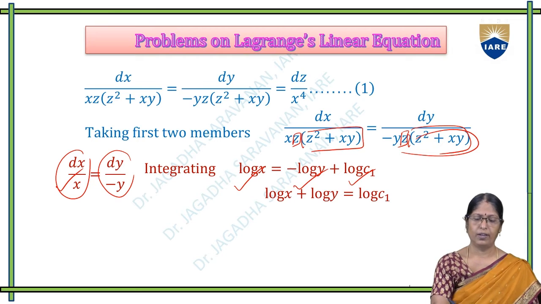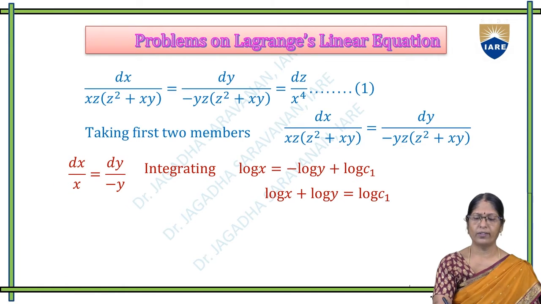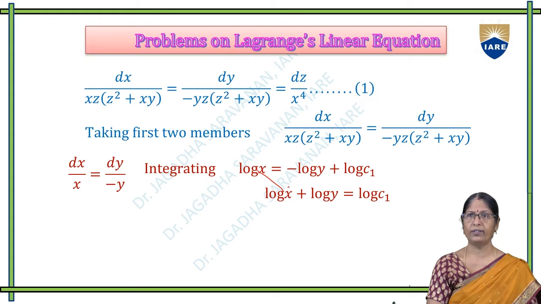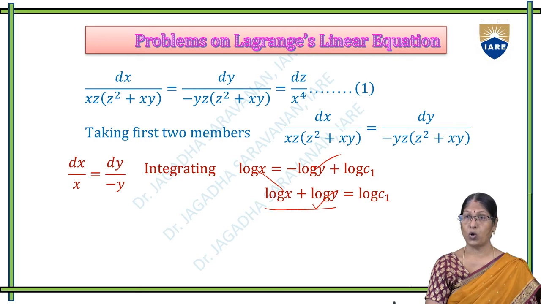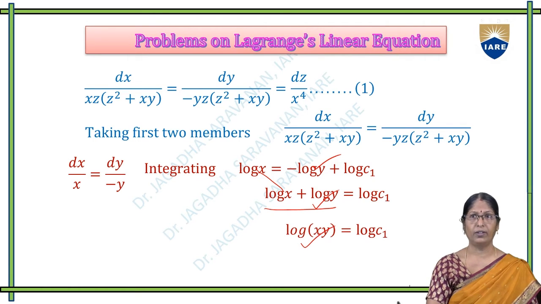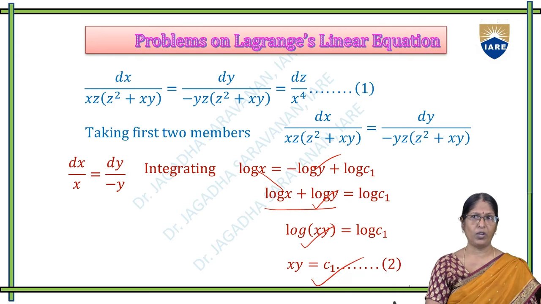So next, the left portion is log x and the right portion is minus log y, which we bring to the left side, so it has become positive. Using the logarithmic formula log a plus log b equals log of ab, we have written log of xy equal to log c1. Fine. So xy equal to c1, which we name as equation 2.